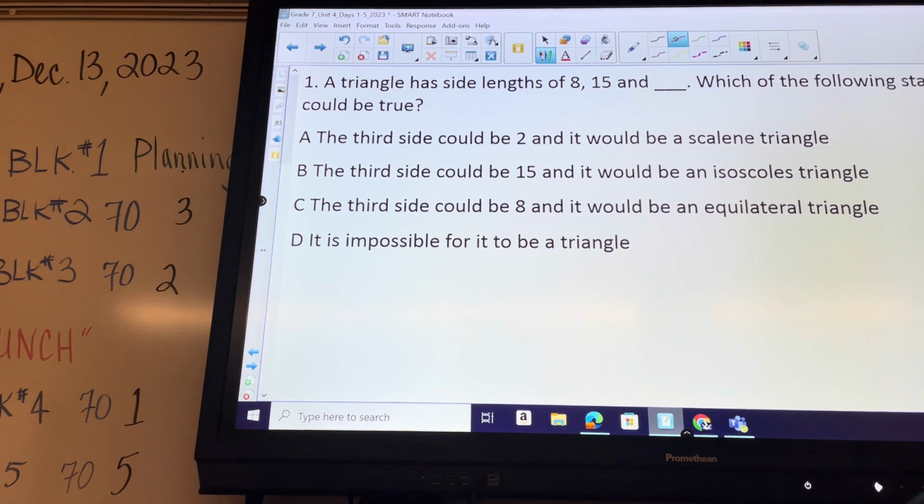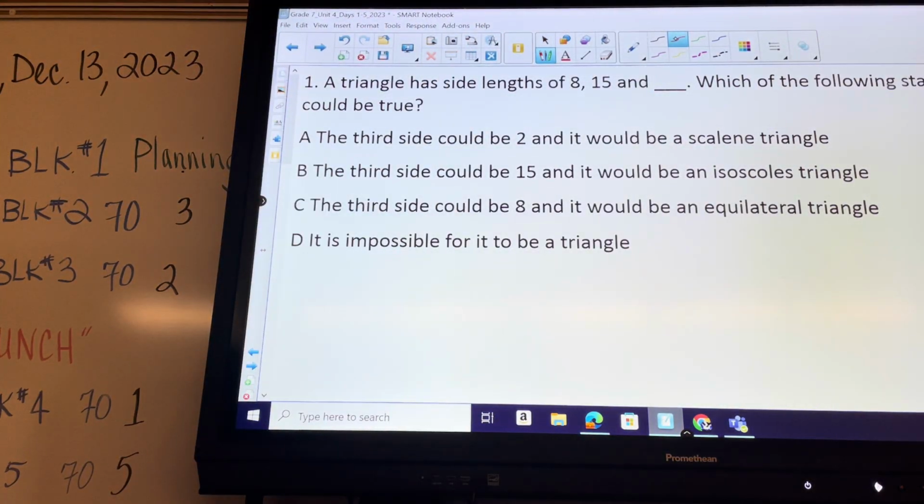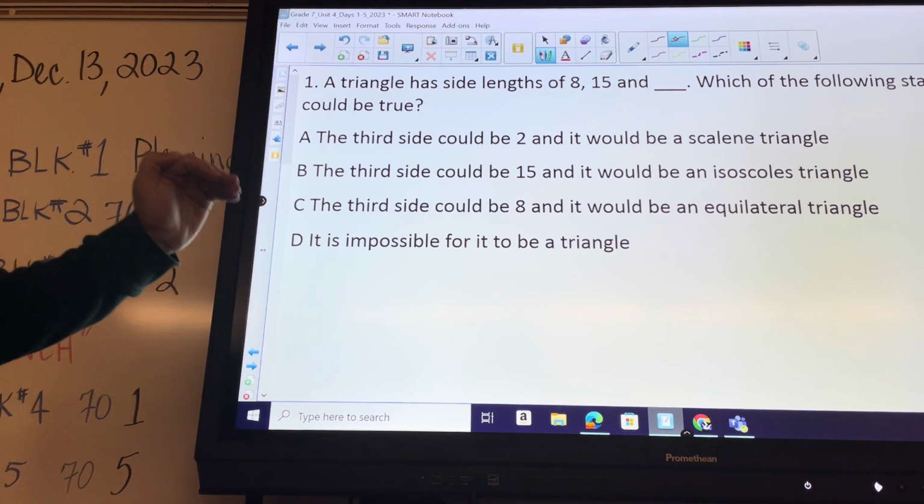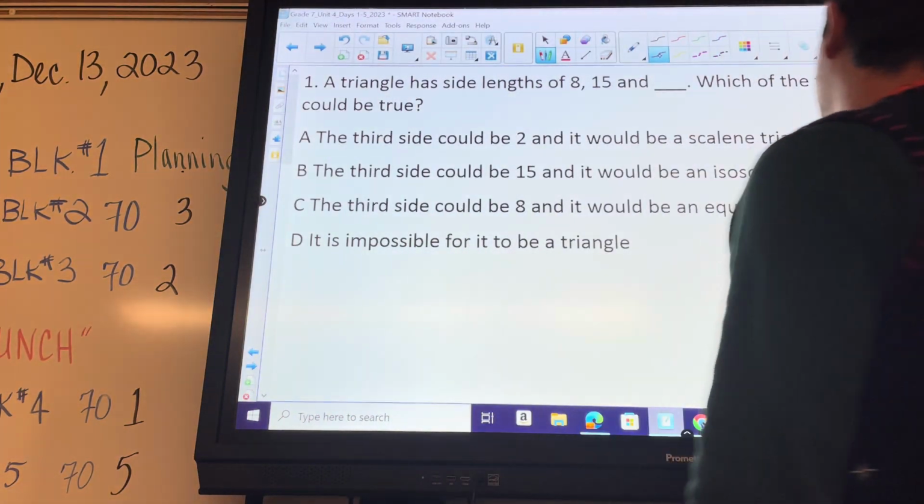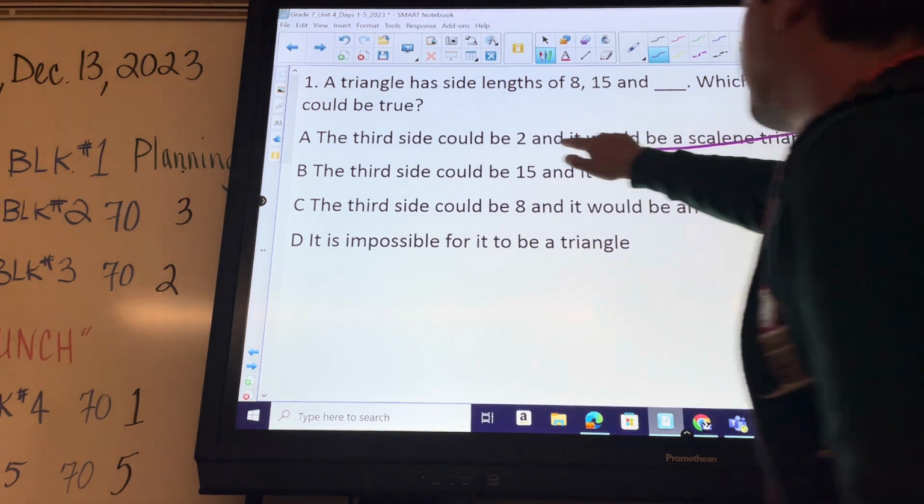Here we go. A triangle has side lengths of 8, 15, and blank. Which of the following statements could be true? A says the third side could be 2, and it would be a scalene triangle, which means we'd have sides of 8, 15, and 2. Well, 15 would be the largest. 8 plus 2 is only 10, so that could not be a triangle.